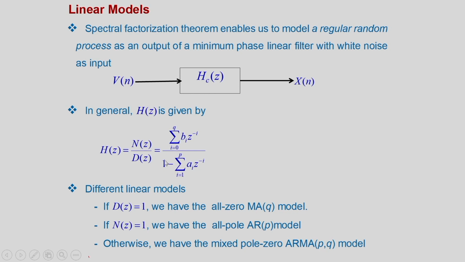When N(z) is equal to 1, then only the denominator part is there. In that case, we will have poles. So, we have the all-pole autoregressive model, known as the autoregressive model of order p. This is the p parameter. It is an autoregressive model of order p, and because it has only the denominator polynomial, it will have poles, so this is an all-pole model. Otherwise, the general model will be ARMA, the autoregressive moving average model in terms of parameters p and q, the ARMA(p,q) model.